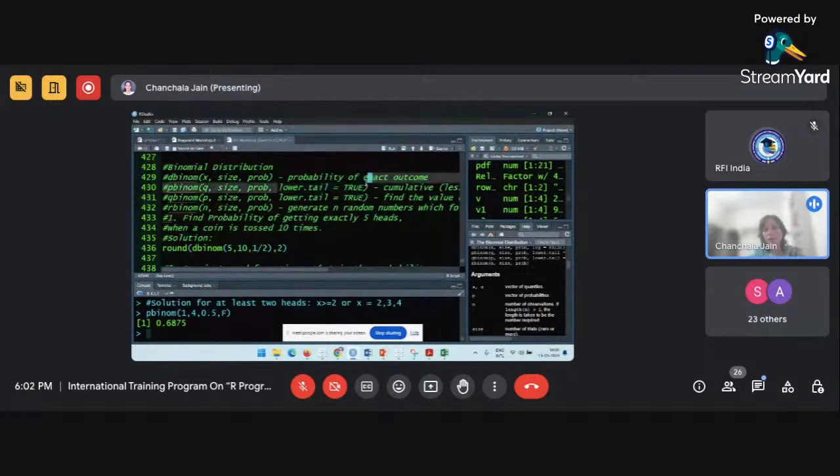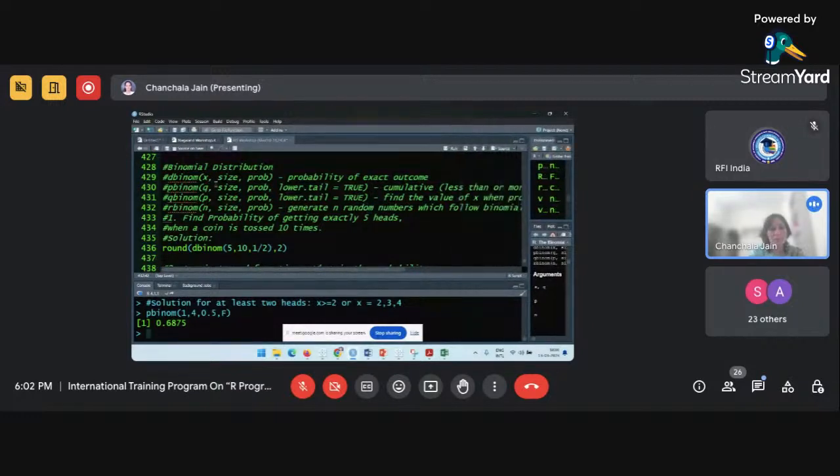Lower.tail means it will take whatever first position value you are passing. First position I have passed 1. So if I write 1 in place of q, it will give me the probability of 1 and lower than 1. If I'm tossing a coin 4 times, it is quite possible that the coin turns up head 0 times, 1 time, 2 times, 3 times, or all 4 times. Is it quite possible, right, sir?